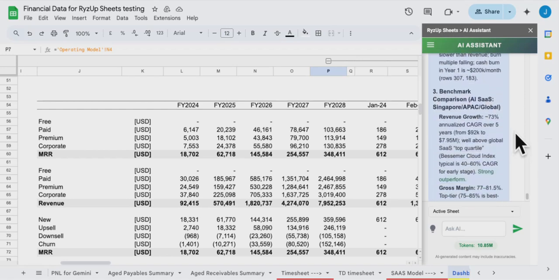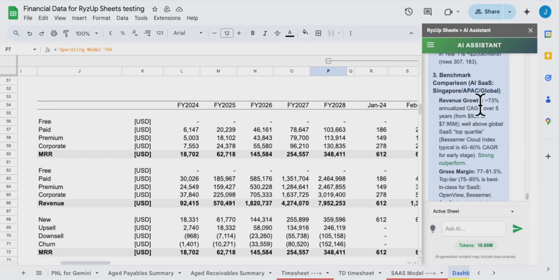Then it goes on to the comparison of our data with the benchmark comparison of AI SaaS companies. And this is interesting: in Singapore, APAC, and global. This was picked up by the AI itself. We never told it to compare with any specific geographical data.